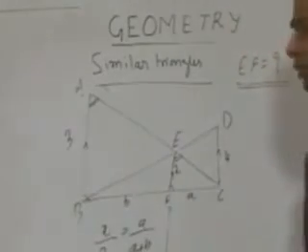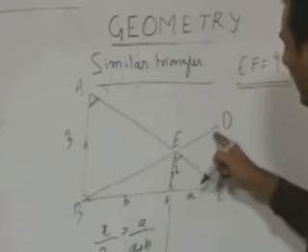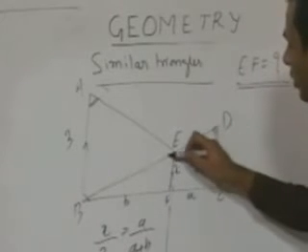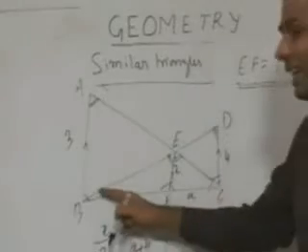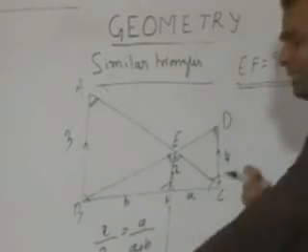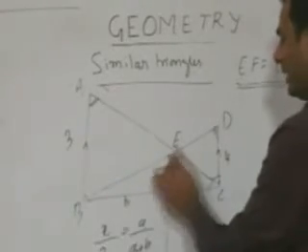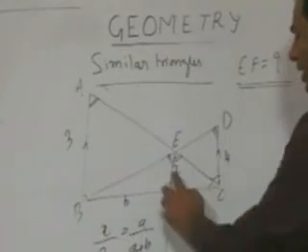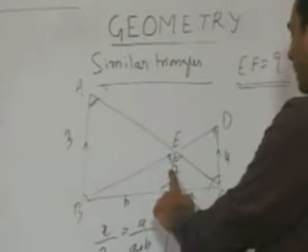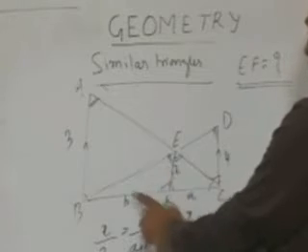Similarly, if you consider these two triangles BEF and BDC, these two triangles are also similar because these two lines are parallel, and it means this angle is equal to this one and this angle is equal to this one, as well as this angle is common. So apply the property of similar triangles to BEF and BDC. Here x by 4 is equal to b upon a plus b.